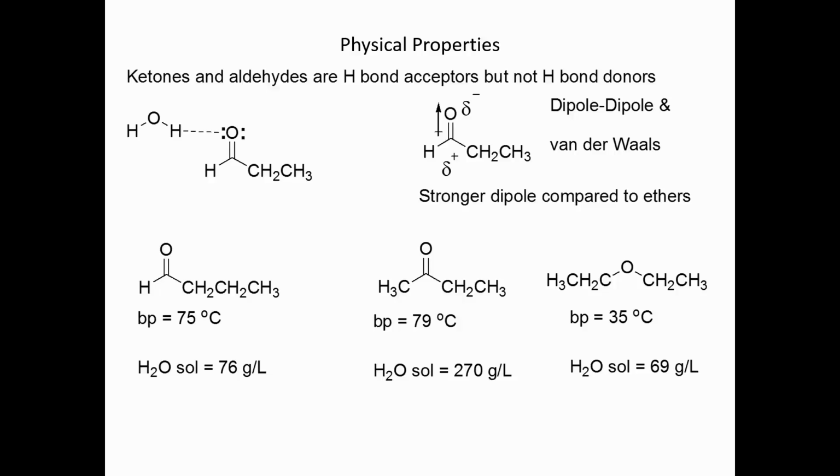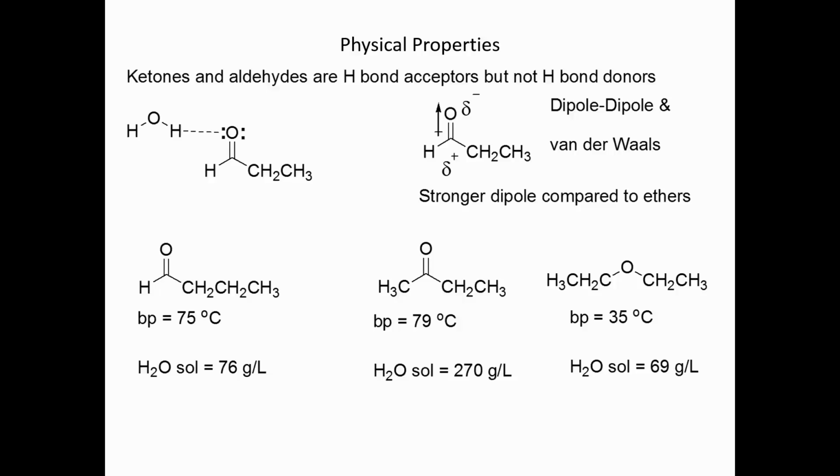Okay, and the dipole moment that we see here is actually a lot stronger than it is in ethers, and we'll see the effect on boiling point here. Okay, so all three of these compounds here have relatively similar molecular weights. So what we see here is that the aldehyde and the ketone have higher boiling points than the ether, and this is due to this stronger dipole that you see in the carbonyl group. Okay, all right.